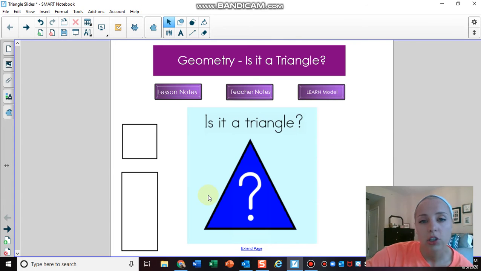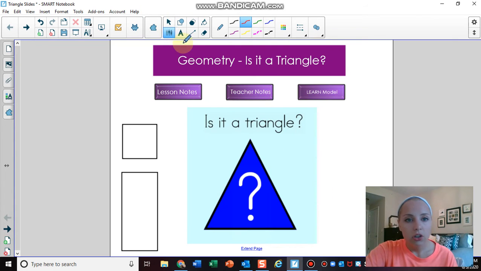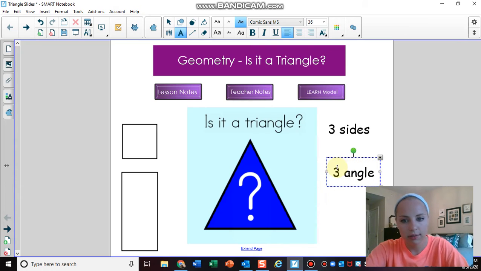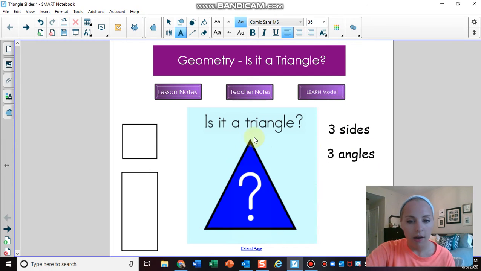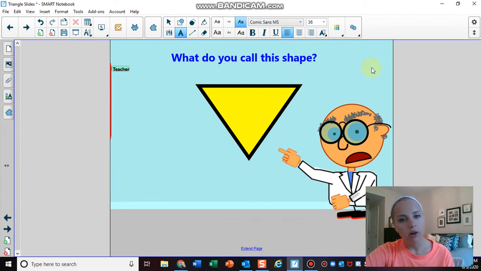Now, the triangle is actually the easiest shape to remember out of all the ones we're going to learn, because you only need to remember two things. The triangle has three sides and three angles. And of course, to be a shape, the shape has to be closed. It cannot be open in any part of the shape. Okay. So we are going to call this shape a triangle.